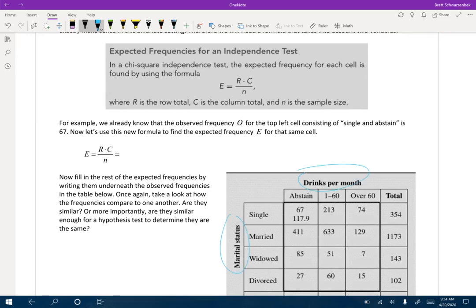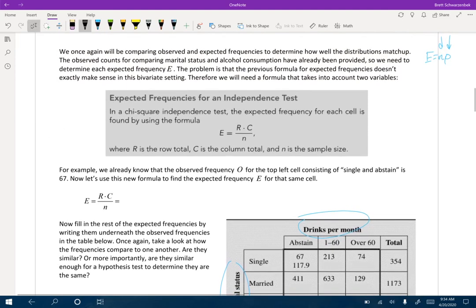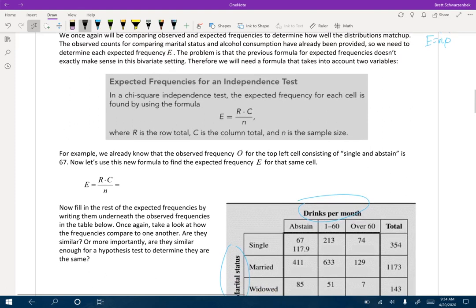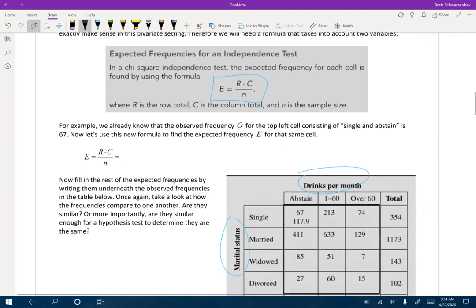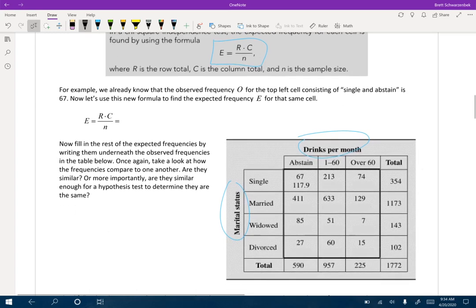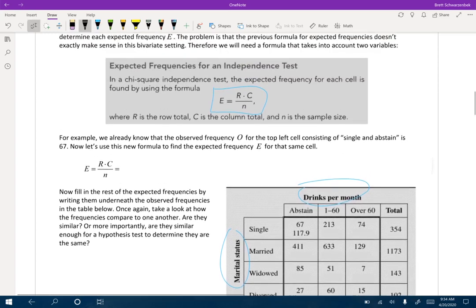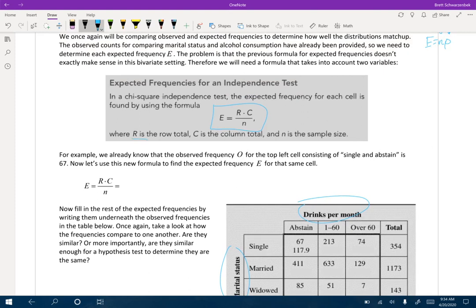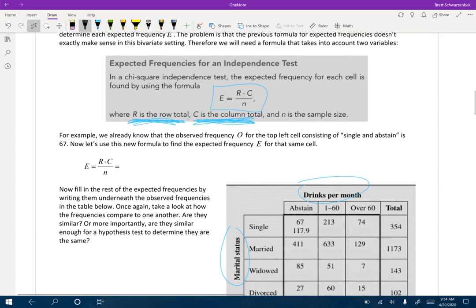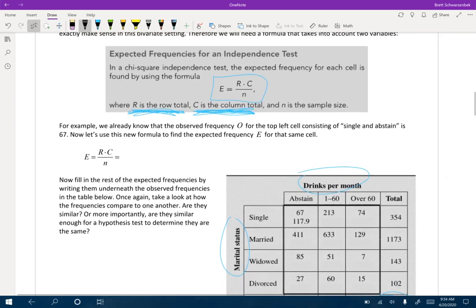So basically the summary of the story is there's a new formula. What is that formula? E equals R times C over N. We know what N is. That's the total amount of folks in the study, so that's super easy, for example, the table total. But what do R and C mean? R is the row total for that category, and C is the column total for that category. So all we're going to do is multiply those two and divide by N in order to find the expected count.